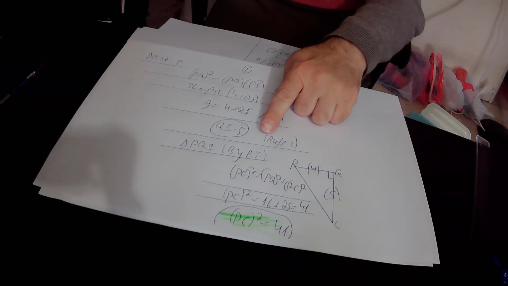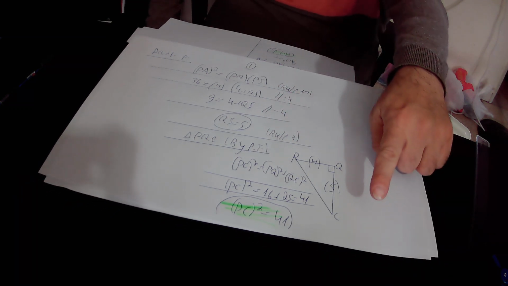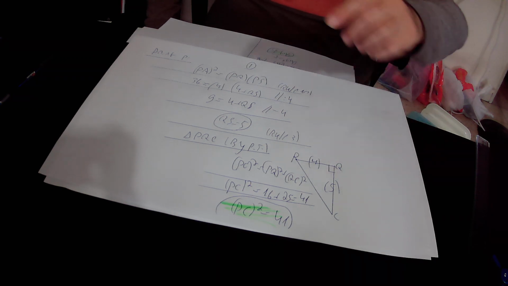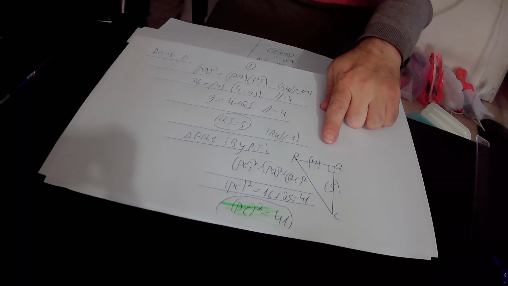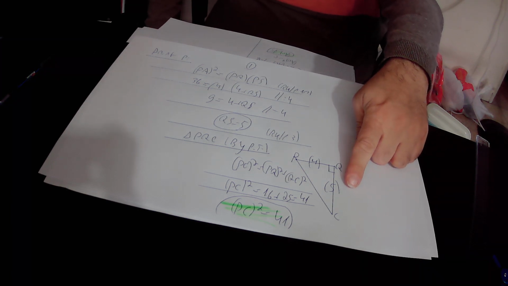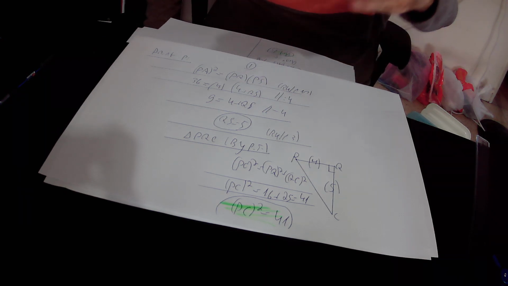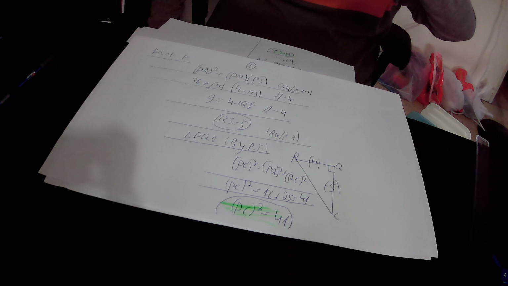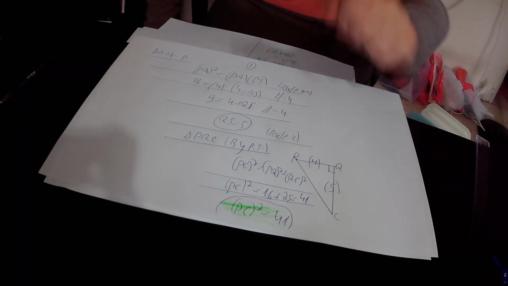According to the Pythagoras theorem, PC square equals PQ square plus QC square. PQ is 4, therefore PQ square is 4 squared, that is 16, plus QC square. QC is 5, therefore QC square is 5 squared, that is 25. So in total, PC squared equals 16 plus 25, that is 41. In conclusion, we found out that PC squared, the square of the hypotenuse, equals 41.